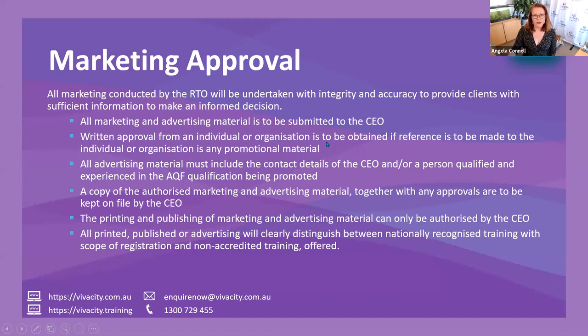We have a policy and procedure in the Q&C manual for marketing approval. I highly recommend that you go through your Q&C manual and have a look at standard 4.1, where we cover all of the marketing requirements. And as we have on this page, the key person that approves the marketing is the CEO. If it is not the CEO in your organisation, you should update the policies and procedures to reflect who is the main person that needs to be ensuring that the marketing is correct.